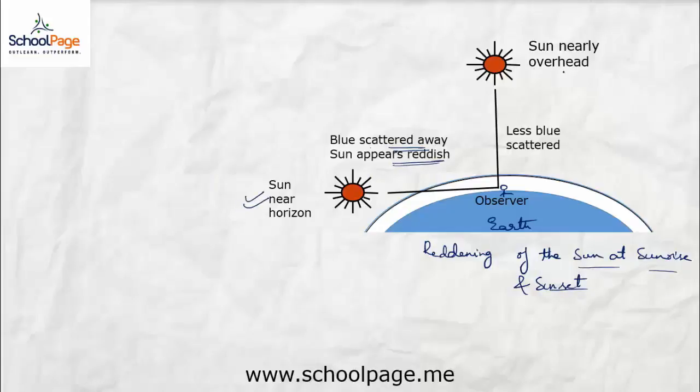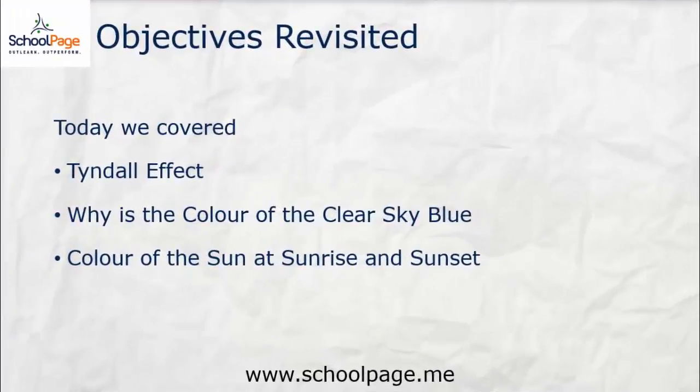So let's see what happens when the sun is nearly overhead, that is during noon. The light from the sun when it is nearly overhead travels a relatively shorter distance, hence at noon the sun appears white as only a little of the blue and violet colors are scattered. So now you should have understood why the sun appears red at sunrise and sunset and does not appear red when it is overhead. After watching this video, you should have understood what the Tyndall effect is, why the color of the clear sky is blue, and the concept of reddening of the sun at sunrise and sunset.